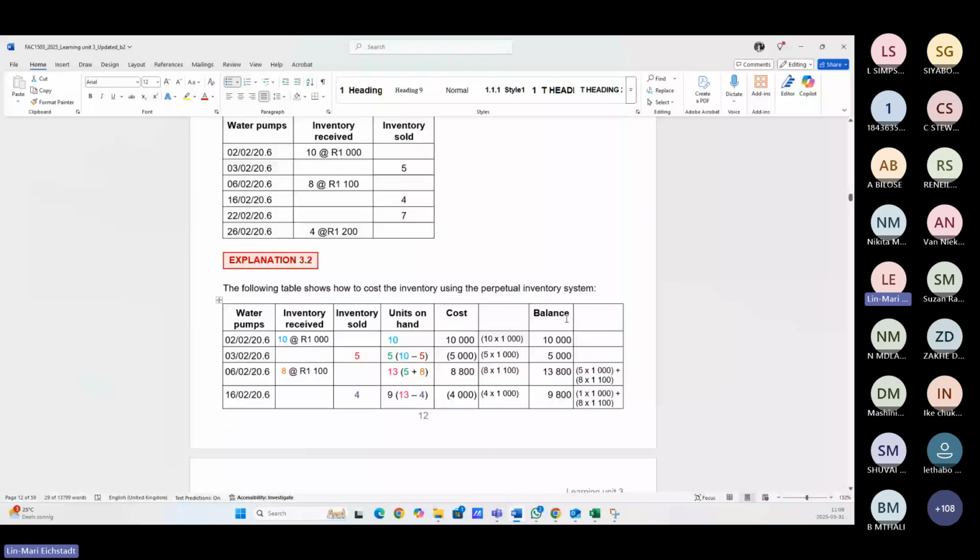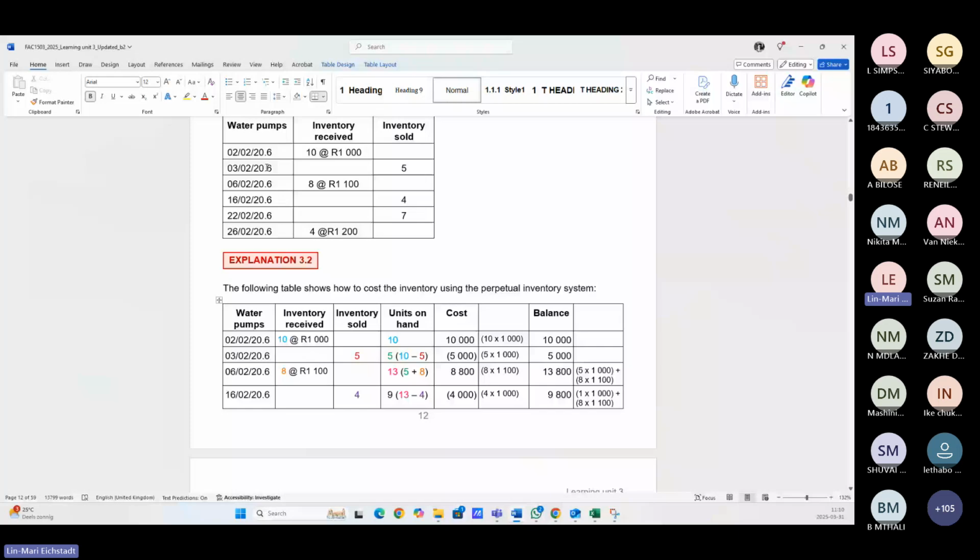So at the top, they said we received inventory, meaning we purchased inventory, 10 items, 10 water pumps at 1,000 Rand, right? And here it does it for us. It says our cost was 10 times 1,000. So we had inventory received for that amount. Our units of inventory on hand is 10, and our balance in our inventory account is 10,000. Then on the 3rd of February, we sold 5 units of this inventory.